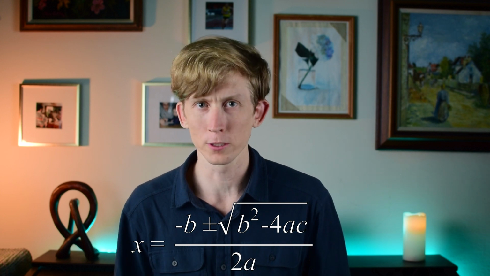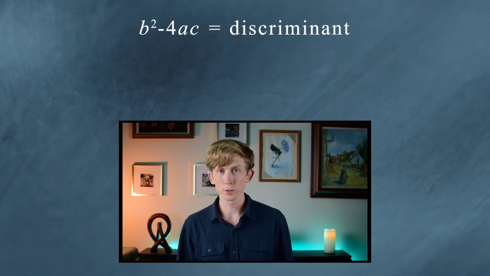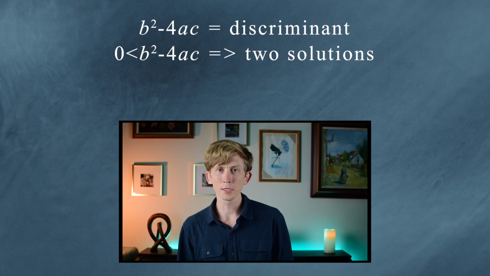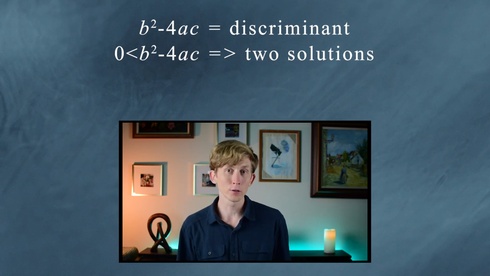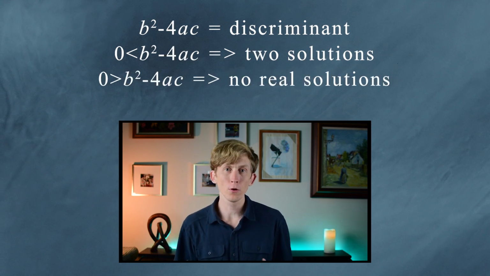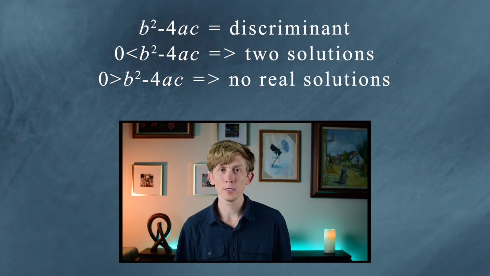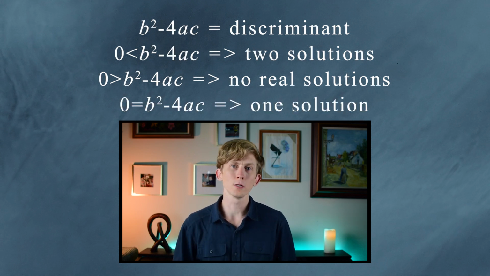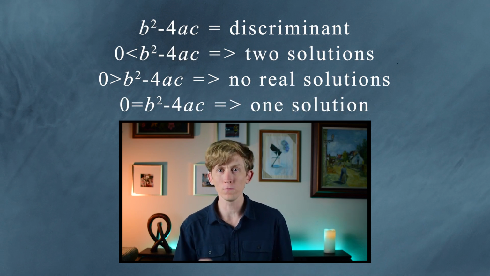It's not on the formula sheet. The portion in the radical is called the discriminant. If the discriminant is positive, then there are two solutions. If the discriminant is negative, then there are no real solutions. If the discriminant is 0, then there's one solution, and its value is x is equal to negative b over 2a.